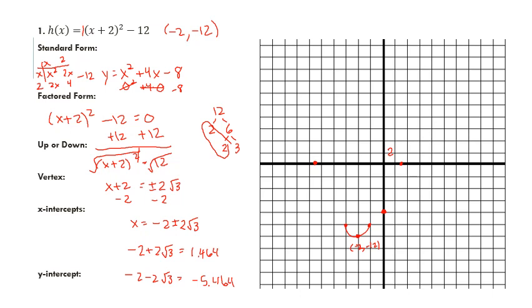So yeah, this gave us all the information. So our vertex was at negative 2, negative 12. We just got the intercepts, right, at 1.464 and negative 5.464. And we found the y-intercept was at negative 8, right? So now we can put all the information together and make our parabola. And there we go.